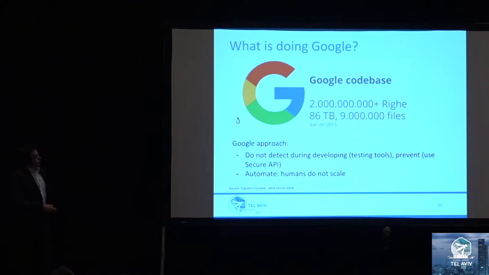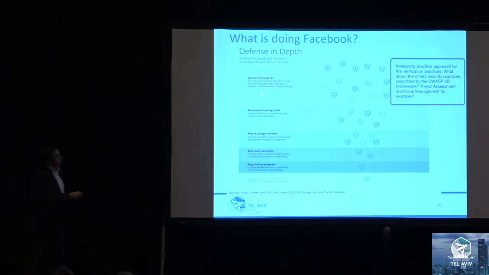And what about Facebook? Facebook disclosed that it also has a secure framework, Hacklang, a kind of modified PHP, and they do a lot of automatic testing tools, design review, red team exercises, and a bug bounty program. So really good. But what about, for example, threat modeling and issue management? How do they perform it regarding the software security five-dimension model?